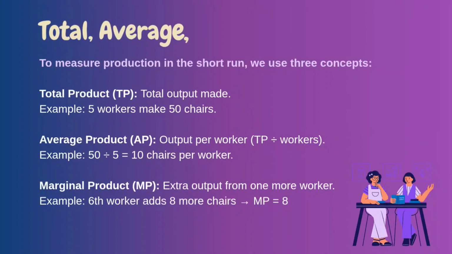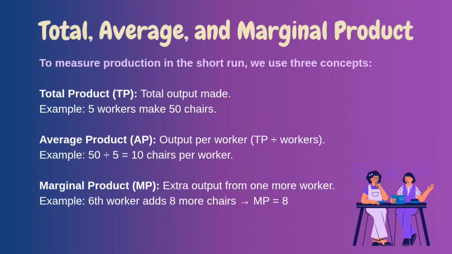To see how production works in the short run, we use three important concepts. First, total product. This is the total output produced. For example, 5 workers make 50 chairs. Therefore, the total product is 50 chairs. Second, average product. This is the output per worker. You calculate it as total product divided by number of workers. For example, 50 chairs divided by 5 workers, which is 10 chairs per worker.